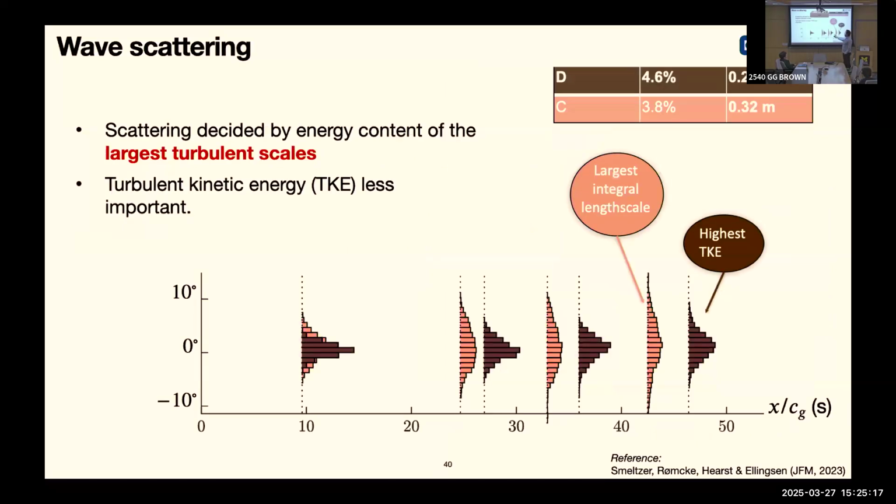So these are the 2 most intense cases that we have. What's interesting here is it's not the case with the most turbulence intensity that scatters the waves the most. It is actually the case with the largest integral scale. Again, for people not familiar with that terminology, the integral scale is the average size of the largest eddies in the flow. So what that's saying is that the size of the eddy contributes more to the scattering of the wave than how intense the fluctuations in the water are.